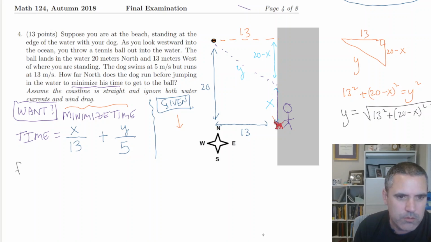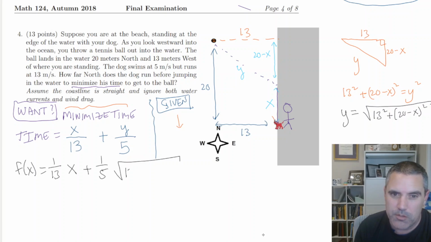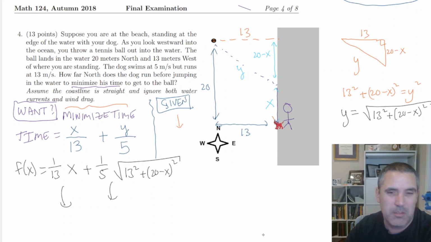I have a function for time. It's going to be 1 over 13 times X, I'm just doing that because that looks nicer to me, plus 1 over 5 times Y. Again, apologies if I've typed or written anything wrong here. I guess I'm not typing. The next step will be to take the derivative. We should know how to take that derivative and set it equal to 0 and solve. And it's not going to be quite as bad as it initially looks. So I hope this is sort of helping you. Let's keep going with thought process.